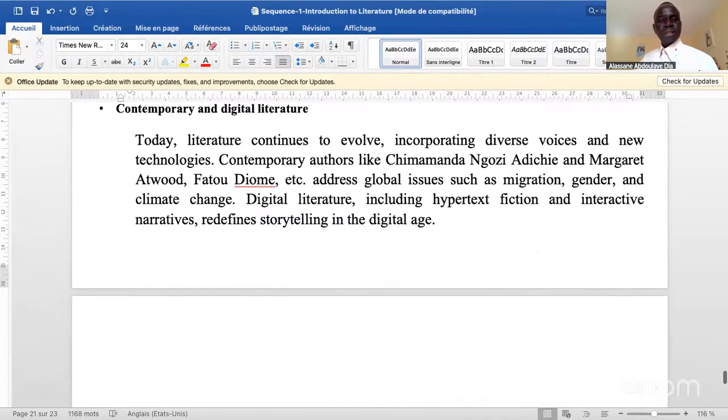So next, I'm almost done, contemporary and digital literature now. What is contemporary in our epoch and digital? Today, class, literature continues to evolve. It incorporates diverse voices and new technologies. Now, instead of having a simple writer, we can have a combination of different techniques.